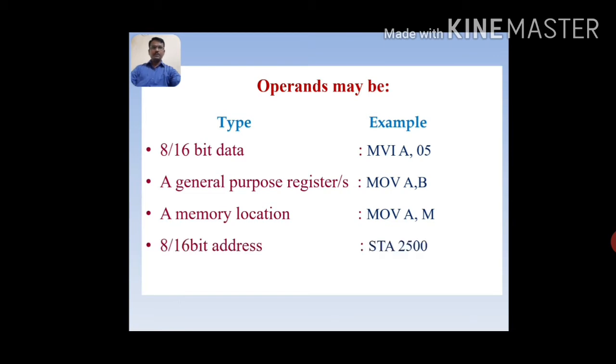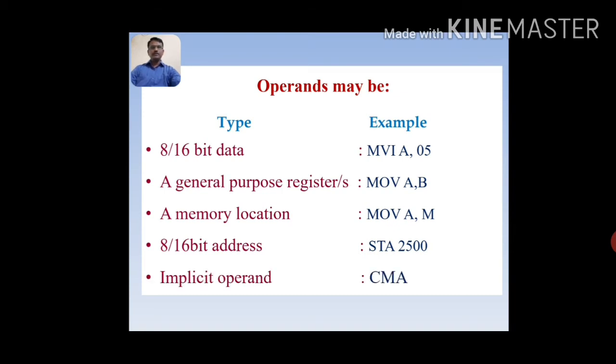Operand may be an 8 or 16-bit address. Already we learned this example, STA 2500. Remember, whenever there is the address of memory, it will be 16-bit, and if the address is of an IO port, then it will be 8-bit. So STA 2500 means this is the address of a memory location. STA is the opcode and 2500 is the operand, and here a 16-bit address is given, and that address will be of memory, and when this instruction executes, the content of accumulator will be moved into the memory location 2500.